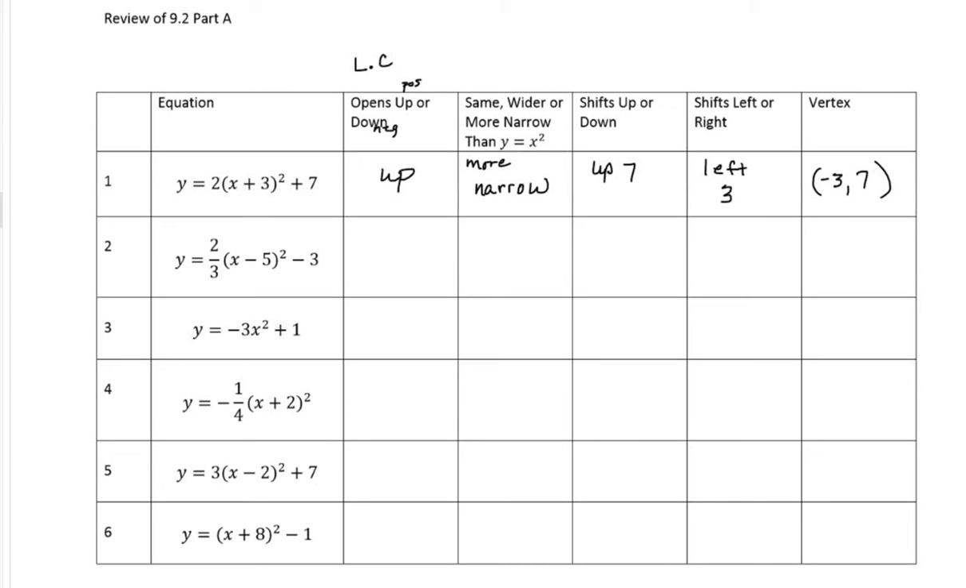Problem 2, my leading coefficient is 2/3. Since I have a positive coefficient, my graph is going to be opening up. And this 2/3 is less than 1, so it's going to be wider. This number here that's added or subtracted outside at the end, that minus 3, tells me my graph is going to be shifted down 3. This minus 5 inside the parentheses tells me that my graph is going to be shifted right 5. And the vertex is going to be the opposite of that minus 5, which is positive 5, and then that number that's added out here, negative 3.